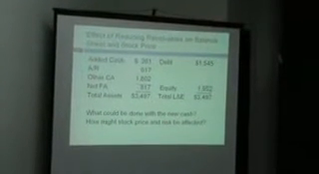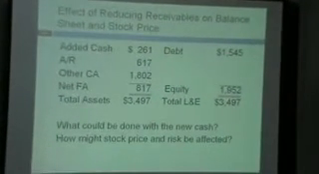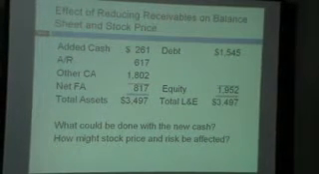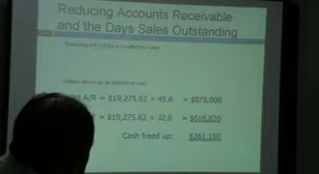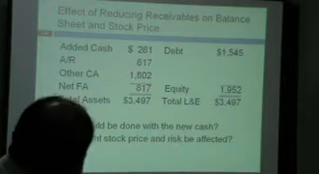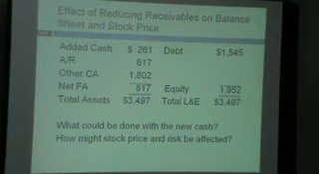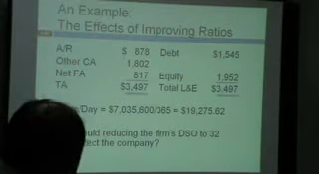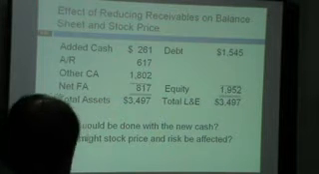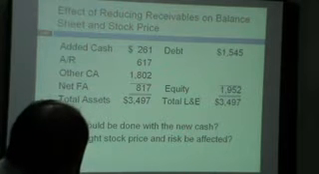Okay, now the effect of reducing receivables on the balance sheet and stock price. What could be done with the new cash? You can see that the cash that was freed up was 261,180. So this 261 is now cash in your balance sheet. It will be shown as cash because this is now freed up. Your account receivables reduced. Before, your account receivables were 1,802, now they are reduced to 617. Other current assets remain the same.